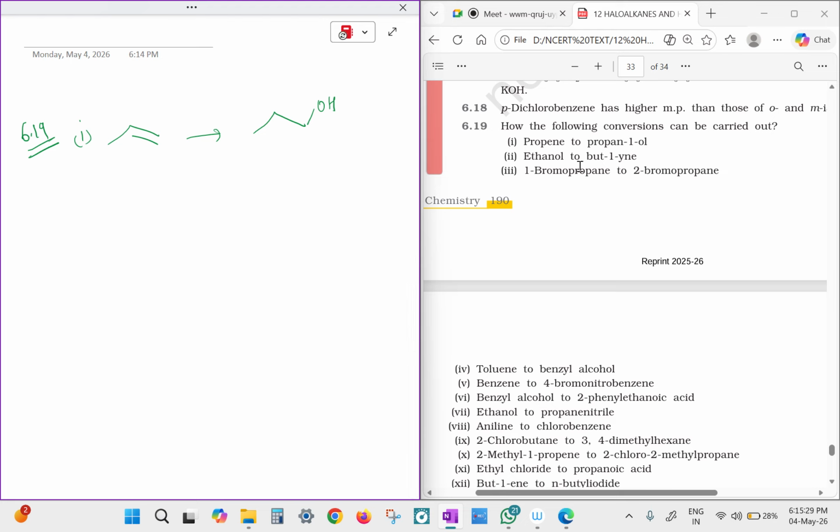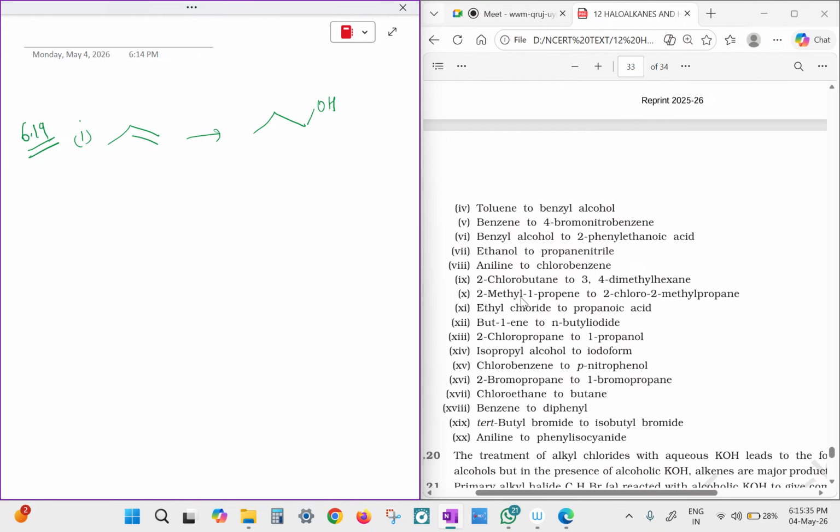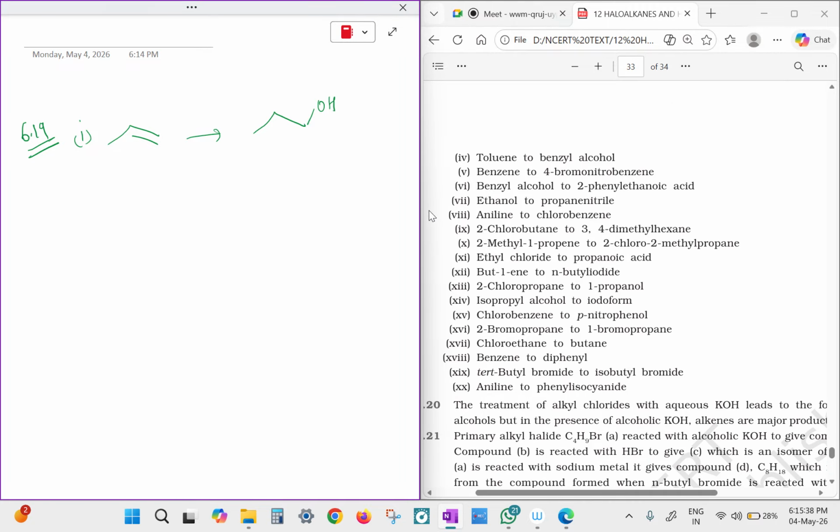So I think this we did. Butane, remember 11th standard reaction. Yes, ma'am, we did some, but then we had a lot of them. This fifth question, I was telling you that fifth question also we did. Benzene to 4-bromo-nitrobenzene. So it is benzene to 4-bromo-nitrobenzene.